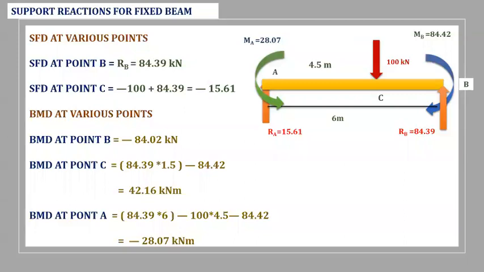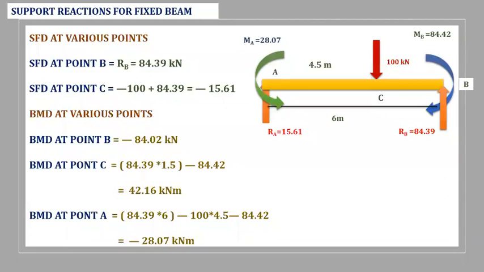At point A, shear force value 84.39. At point C, minus 100 plus 84, so that is minus 15.61. The same value will be constant from point C to A. Next, bending moment at point B. If you see at point B, that is anti-clockwise minus 84.02.